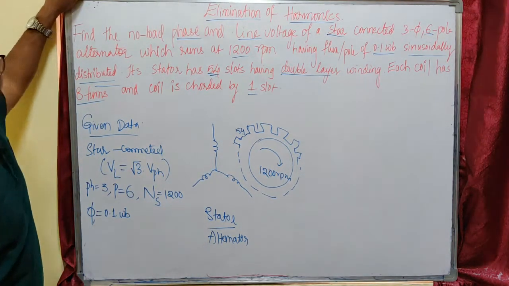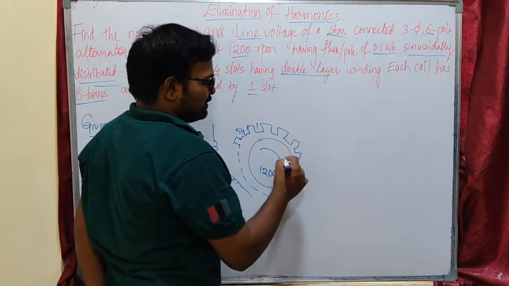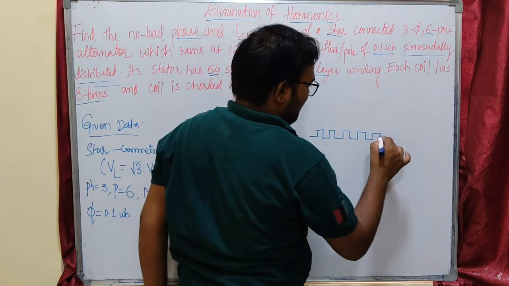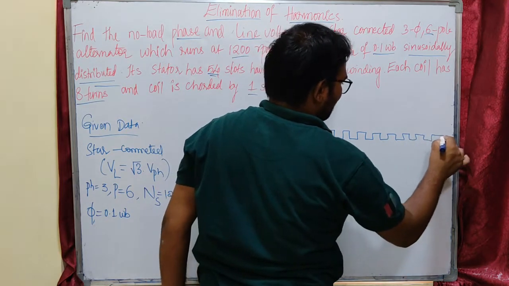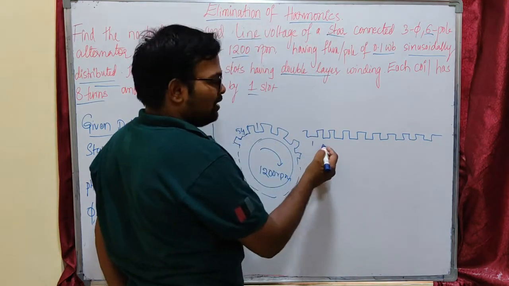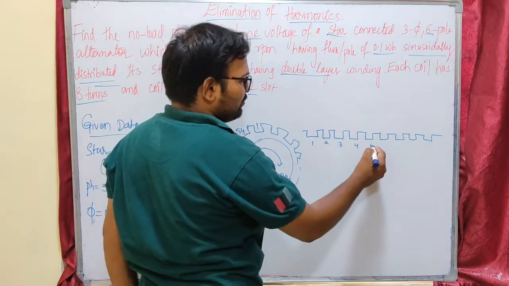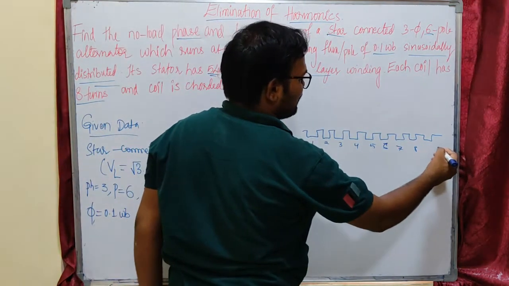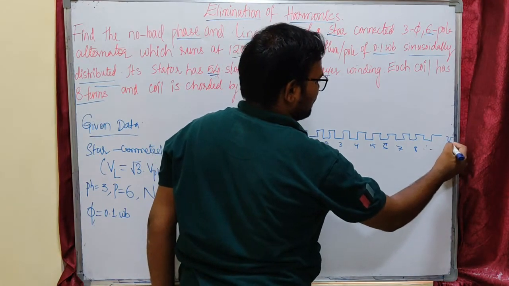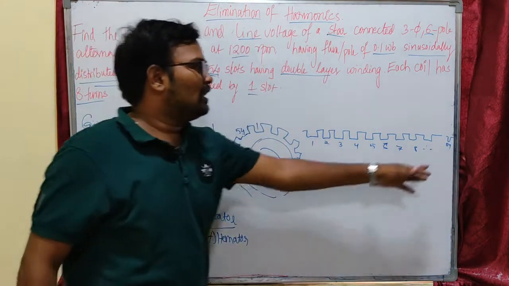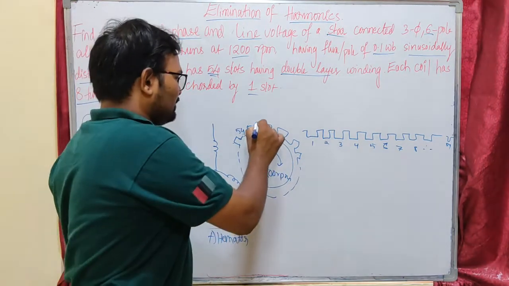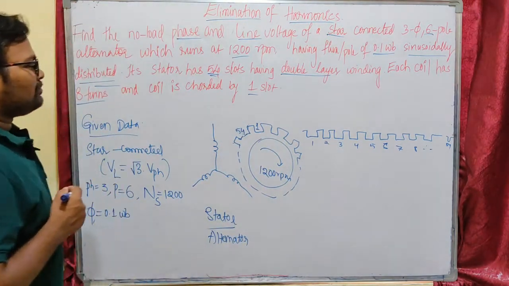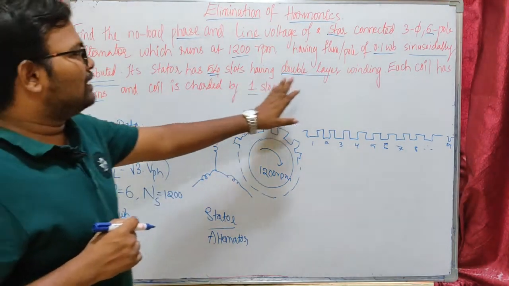One more important thing about double layer winding is, if I am unwrapping it, that means I am going to keep it on a plane. So I have a number of slots as 54 here. This is my first slot. This is second, third, 4th, 5th, 6th, 7th, like this, and so on up to the 54th slot. This 54th slot will be before the first slot. Now it has 54 slots and it is double layer winding.